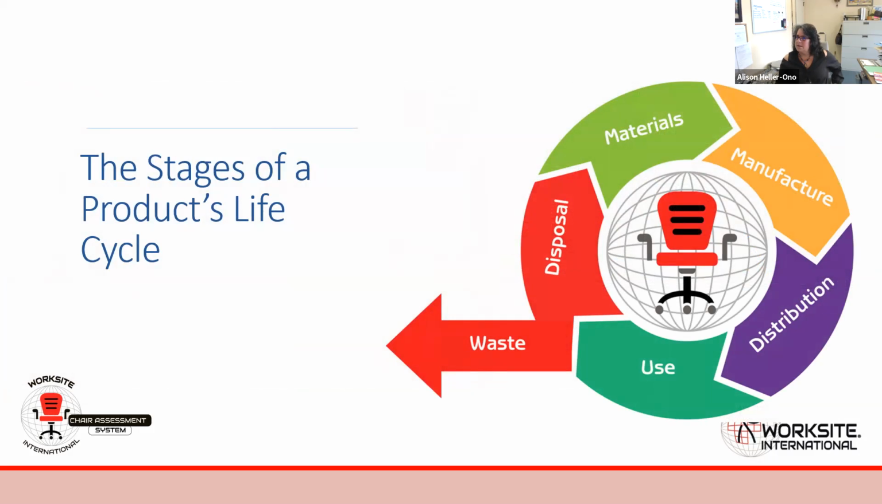So you can see in the image here, it starts with the materials of constructing it, manufacturing, and then distributing it, using the product, and then disposal and waste. We're going to focus on the use side using the chair assessment system. But what you need to have is some kind of disposal and waste recycle program for your ergonomic chairs.